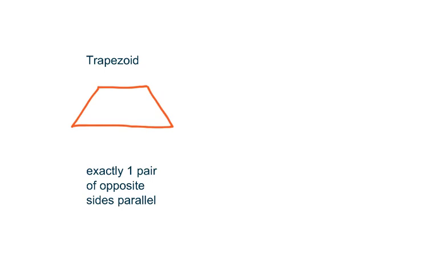In this figure, these are opposite sides, and these are opposite sides. And you can see the ones marked with blue are not parallel, the ones marked with green are parallel. One pair, the green pair, of opposite sides are parallel, and that means exactly one pair, so the other one is not. Only one pair of opposite sides are parallel when we have a trapezoid.